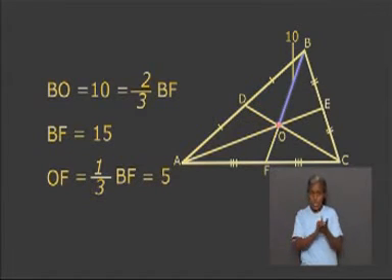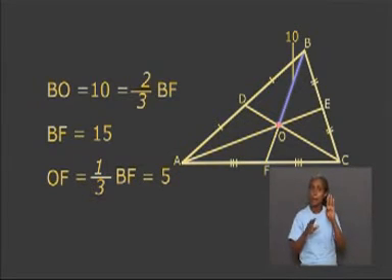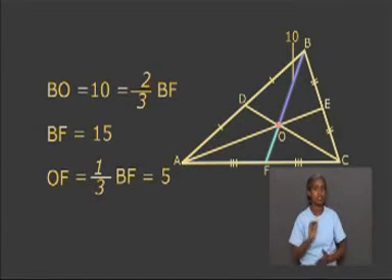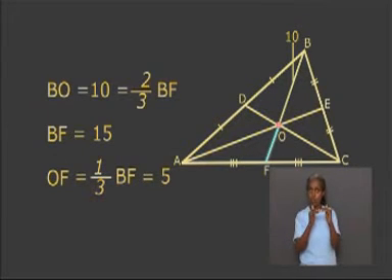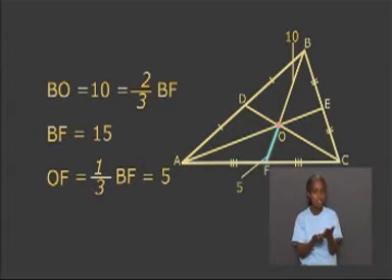We know that BO is 10. Since that is equal to 2/3 of BF, BF is equal to 15. OF is equal to 1/3 of 15, which is 5. We have discovered our answers, students. Were you able to find the solutions on your own? If so, very well done.